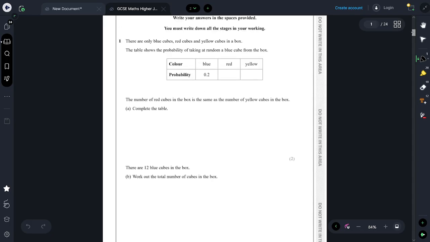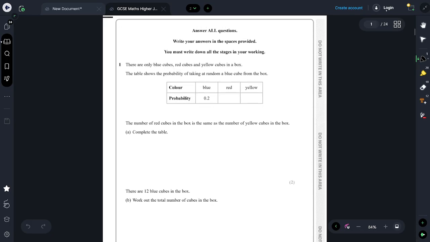So first question, a simple probability one. It says there are only blue cubes, red cubes, and yellow cubes in a box. The table shows the probability of taking at random a blue cube from the box: blue 0.2, red, yellow. The number of red cubes is the same as the number of yellow cubes.